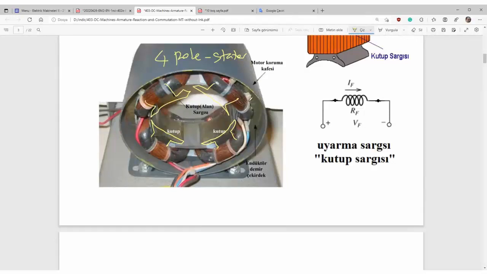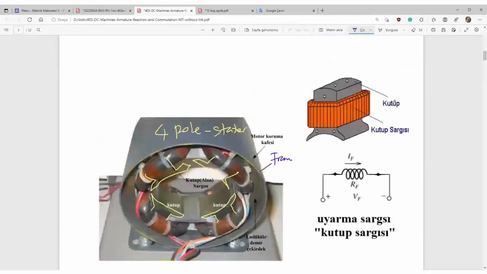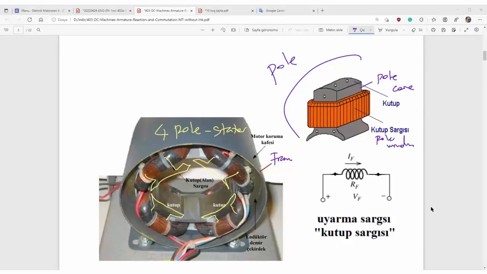That is the frame. Let me change the color. Frame. That is pole core. Totally it is called a pole. That is pole winding. Pole winding is sometimes called field winding or field coil, because you see a simple coil.